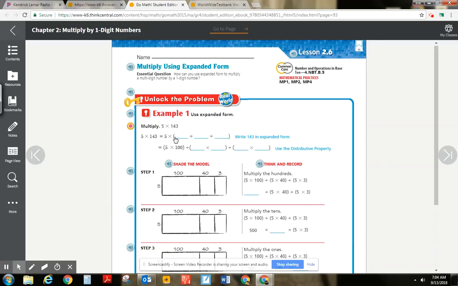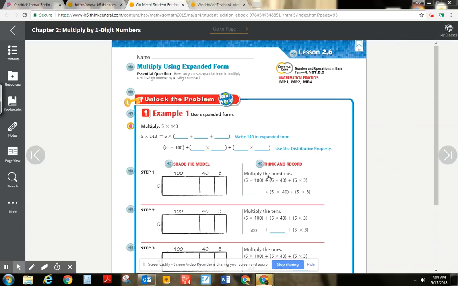So in this first example, we're going to multiply 5 times 143. And we know that it's really 143 added together 5 times. So this type of problem is not very efficient, and lots of times it's not very accurate. So this is what we're doing, but we're going to do it in a faster way.